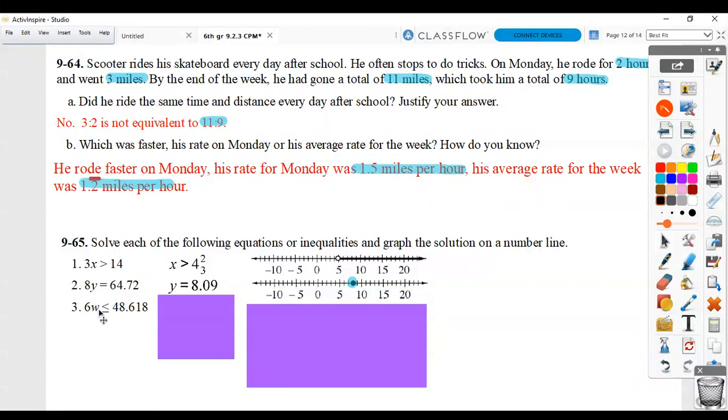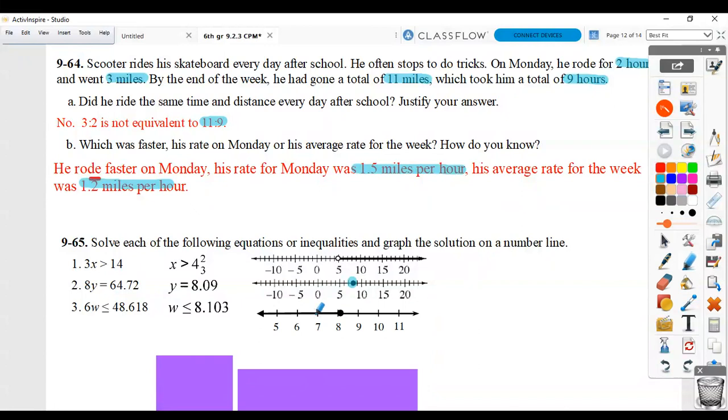And here, w is being multiplied by 6. So we would divide both sides by 6. We get w is less than or equal to 8 103 thousandths. So we have a closed circle at that point, because again, we have that equal sign, and then an arrow to the left.